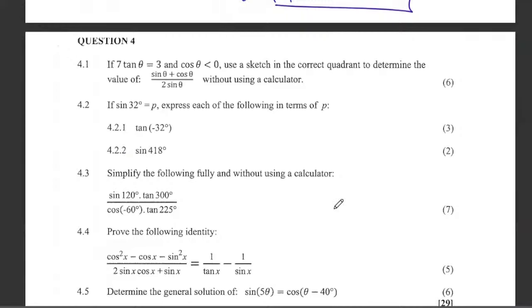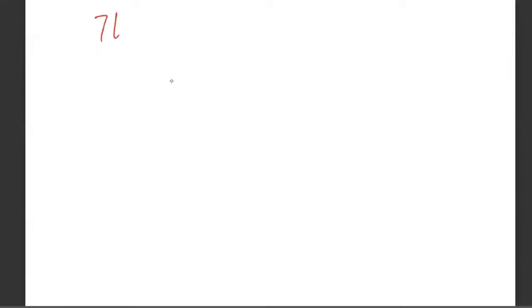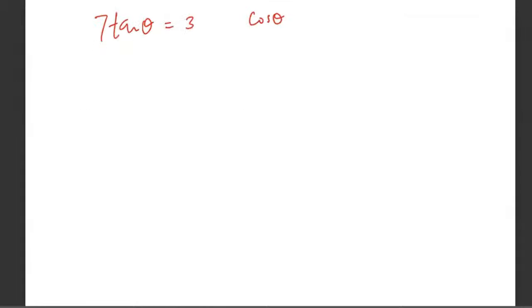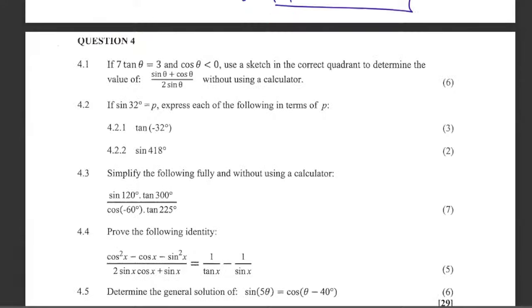All right, question number four, which is the trig. If 7 tan theta is equal to 3 and cos theta is less than 0, use a sketch to determine the expression of that. So 7 tan theta is equal to 3. But then they're telling us cos theta is less than 0. All right, so they need a sketch for 6 marks.